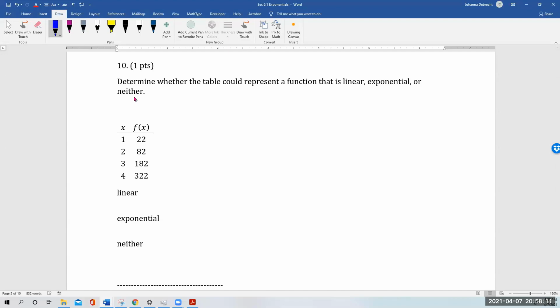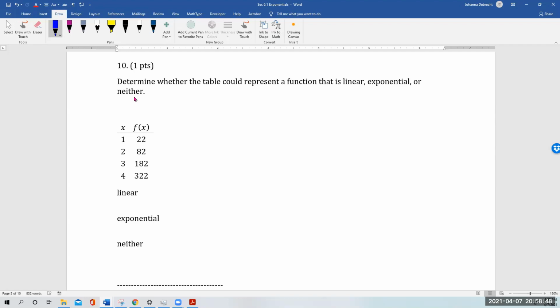In the next problem, it states, determine whether the table could represent a function that is linear, exponential, or neither. Now we have another table and we're looking at these values here. We have a change from 22 to 82, which is an increase of 60. From 82 to 182 is an increase of 100. And then the final increase from 182 to 322 is an increase of 140. So clearly it's going up in value, but not by the same amount each time.